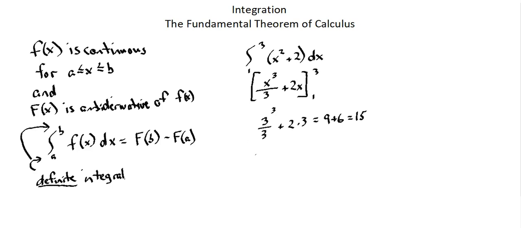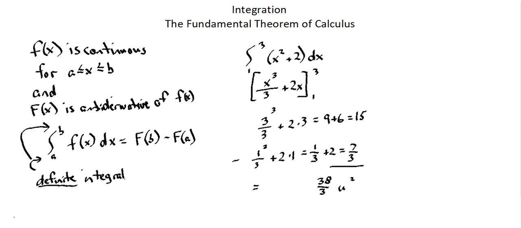And when I input the 1 value, I have 1 to the power of 3 over 3 plus 2 times 1, which equals 1 over 3 plus 2, or 7 over 3. And I'll subtract 15 minus 7 over 3 to arrive at 38 over 3 units squared. That's the area under the curve x squared plus 2 from 1 to 3 on the x-axis.